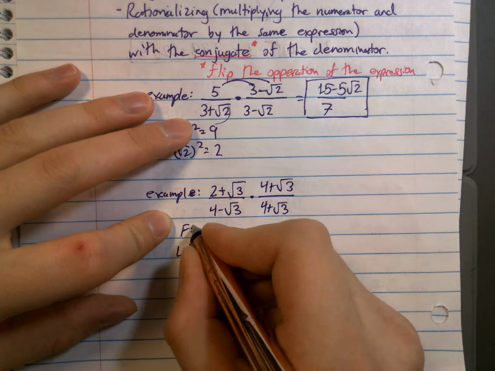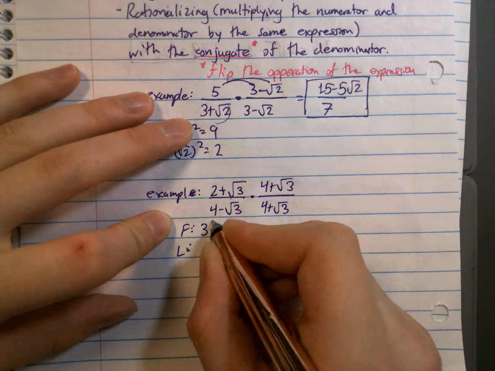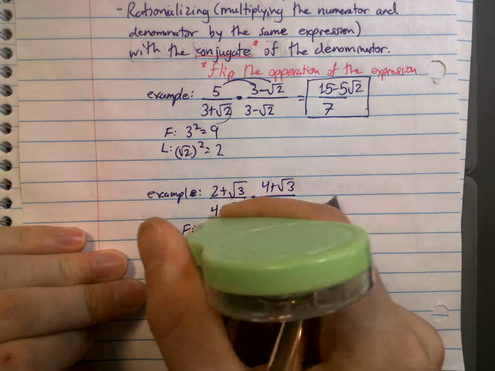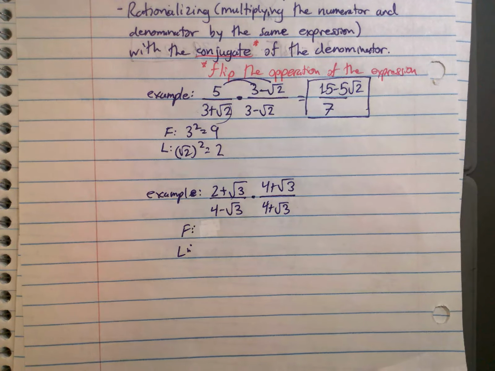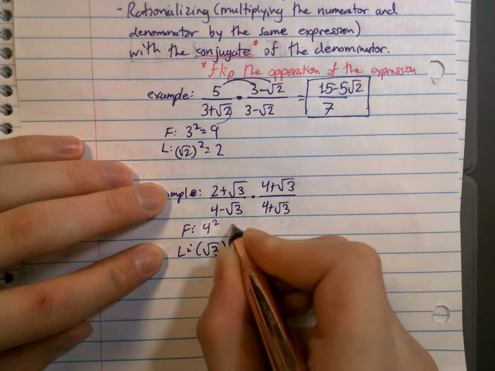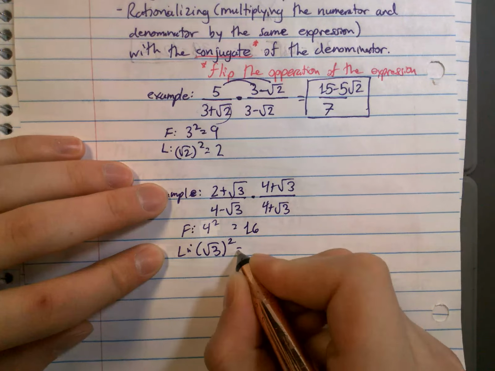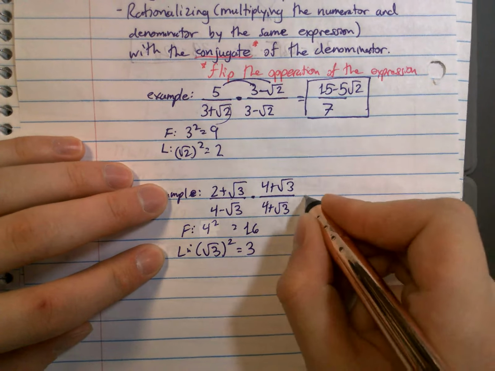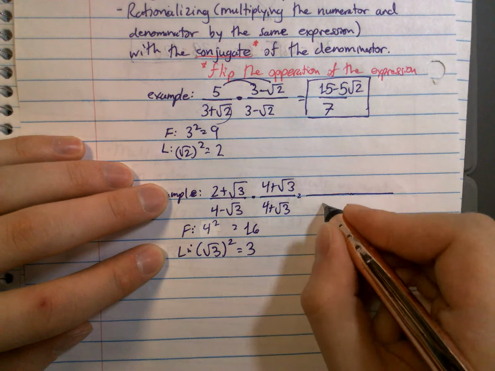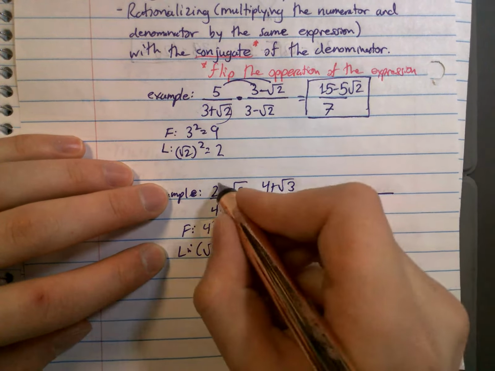F for first, L for last. For our first term, we have 3 squared. Whoops, I was reading the wrong one. Okay, my bad. For our first term, we have 4 squared. And for our last, we have the square root of 3 squared. We're going to get 16 out of this, and we're going to get 3 out of this. 16 minus 3 is going to give me 13.